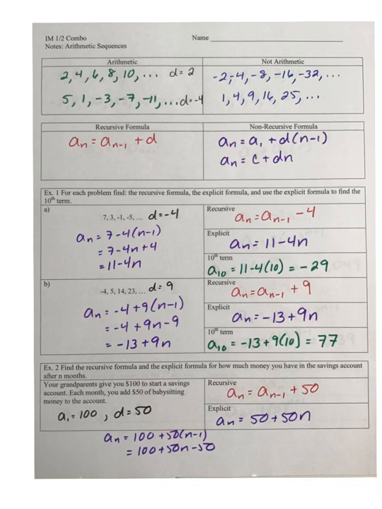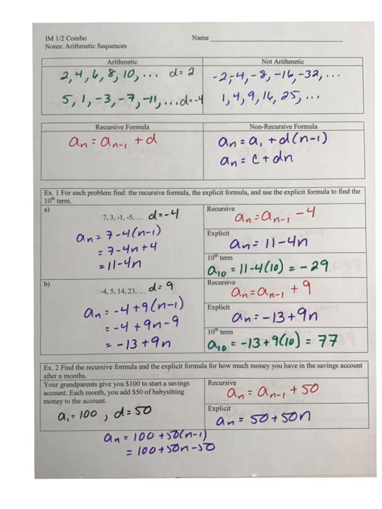The explicit formula, well, we have to, again, start with the a sub 1 plus d times n minus 1. So I get a sub n equals negative 4, the first term, plus 9 times n minus 1, because 9 was the common difference. So then I distribute the 9, so negative 4 plus 9n minus 9. Then I combine like terms, negative 13 plus 9n. So that's the explicit formula. A sub n equals negative 13 plus 9n.